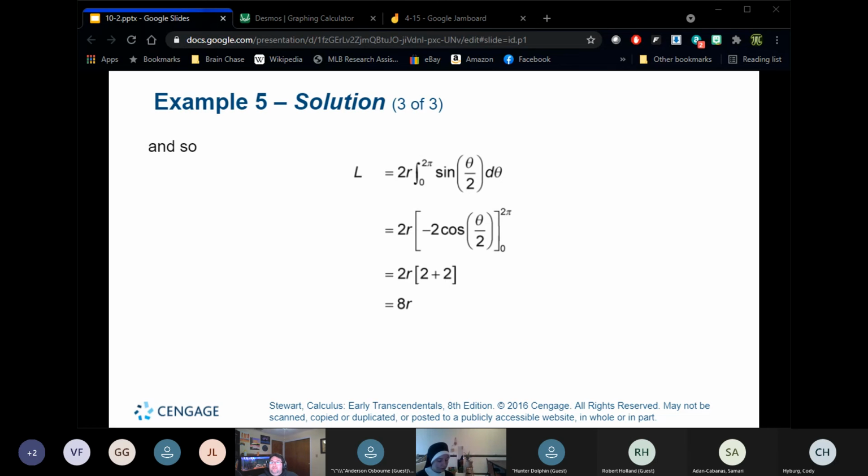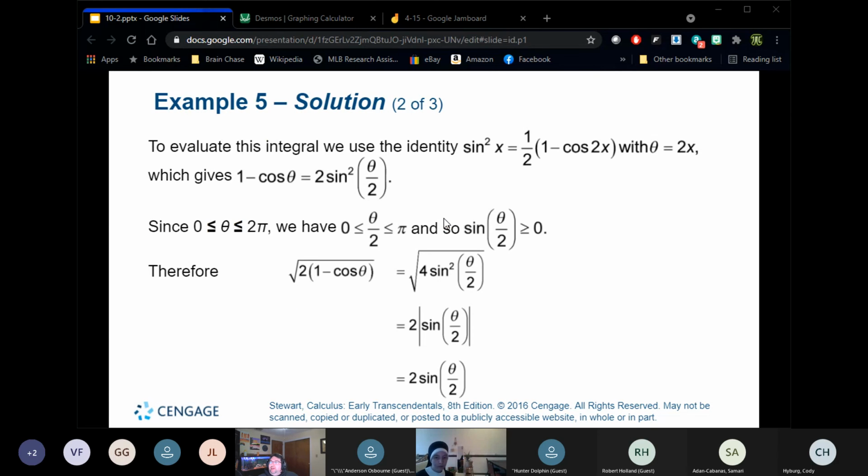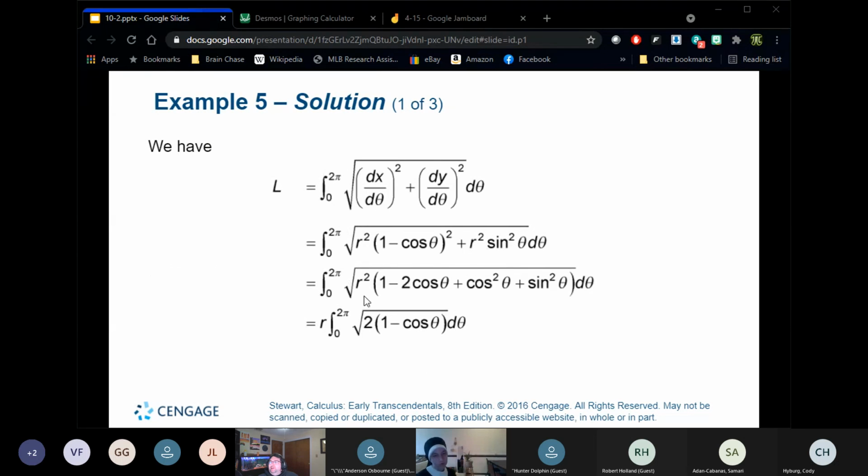Does the process make sense for finding arc lengths? It really ends up being just how easy the actual integration is once you figure things out. The formula is actually pretty straightforward.